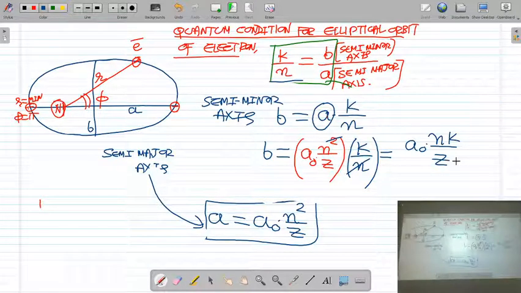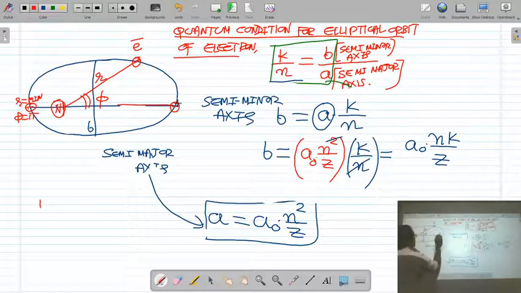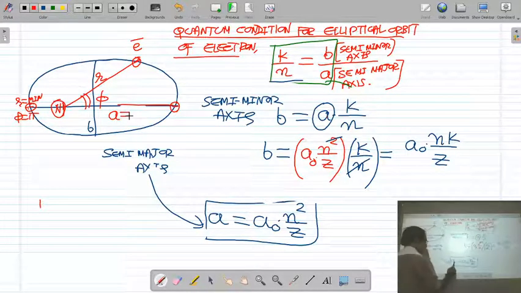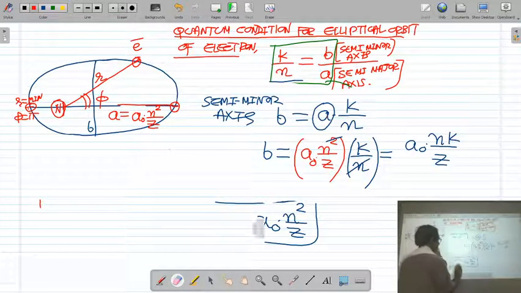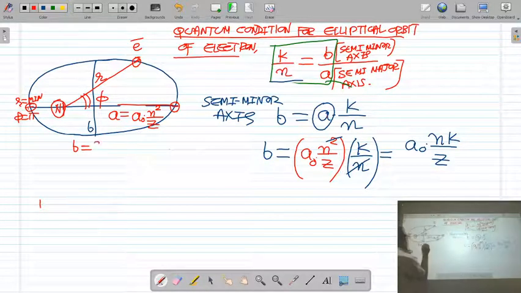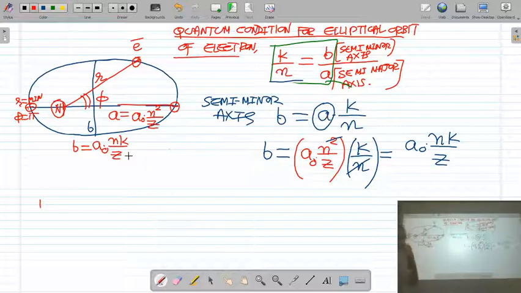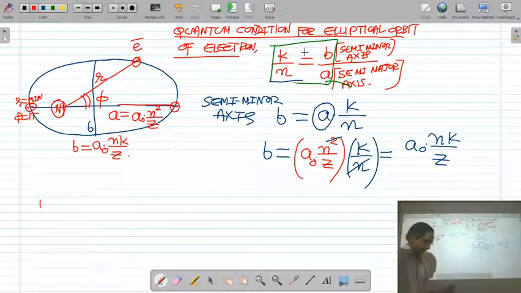In this way, the axes of the ellipse are determined. The semi-major axis of the ellipse a is determined with the equation a0 n square upon Z, and the semi-minor axis of the elliptic orbit b is determined by the equation a0 n k upon Z. So we have determined both the axes of the elliptic orbit from the quantum condition.